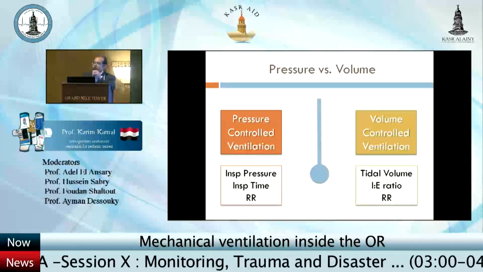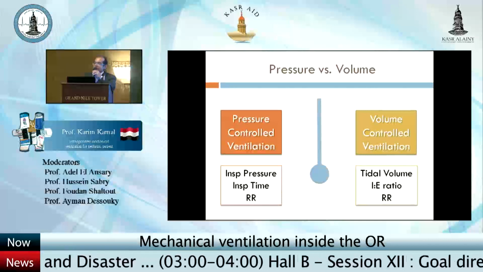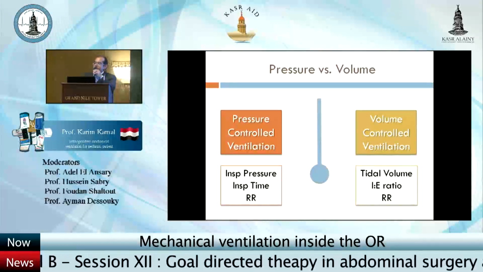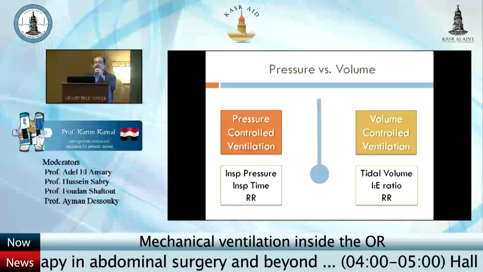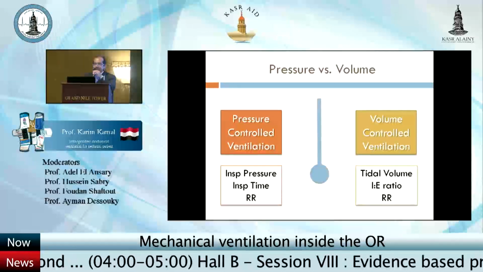The other mode is volume controlled ventilation. Here you set a tidal volume, an IE ratio and the respiratory rate, and the peak pressure is determined by how much volume you give and the compliance of the chest wall. So you do not set a pressure limit.